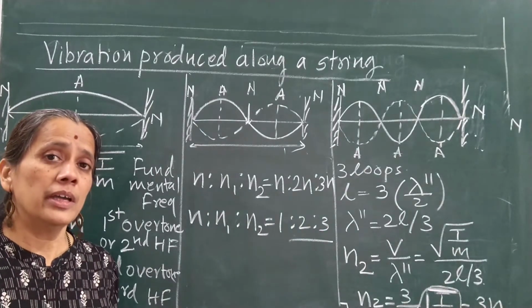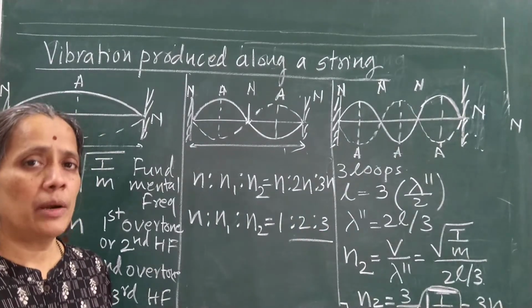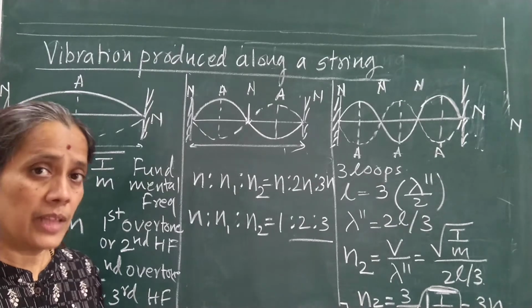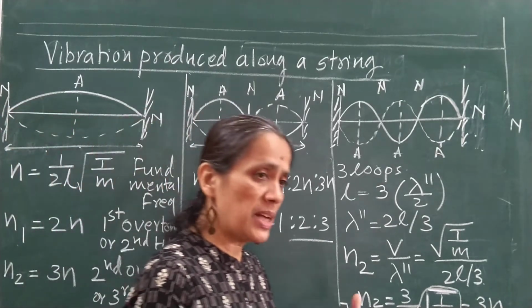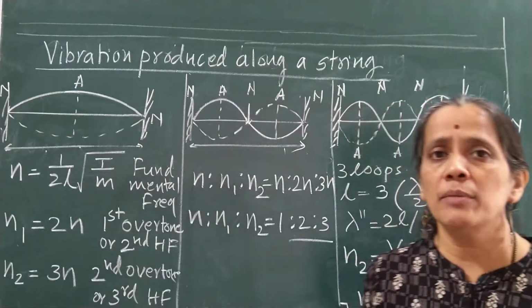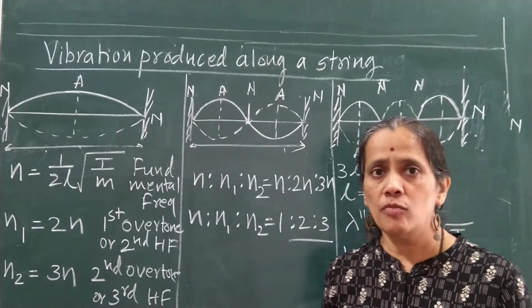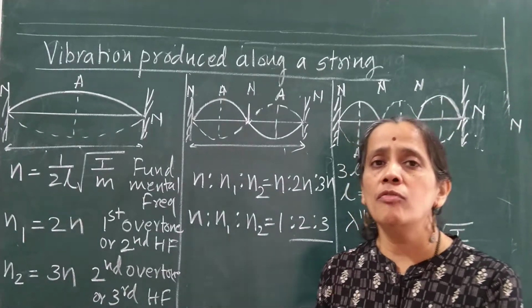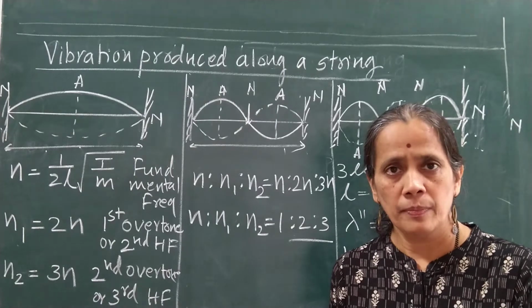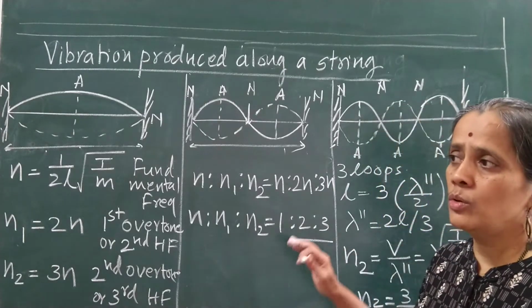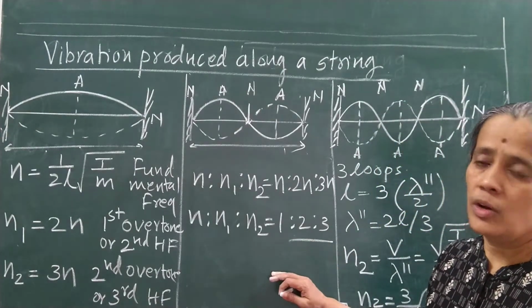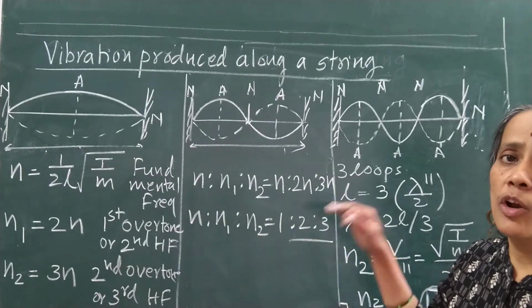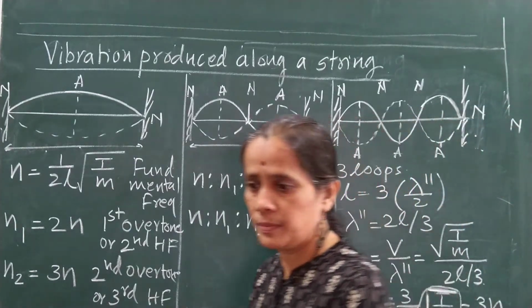Like your air vibration when the pipe is open at both ends. The air column passing through a pipe which is open at both ends consists of all integral multiples of the fundamental frequency. Similarly here also, the string vibrates with all integral multiples of the fundamental frequency.